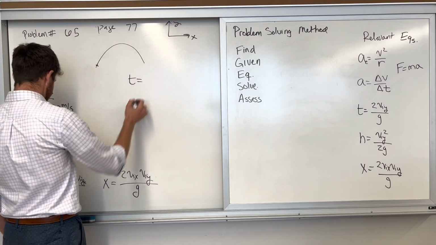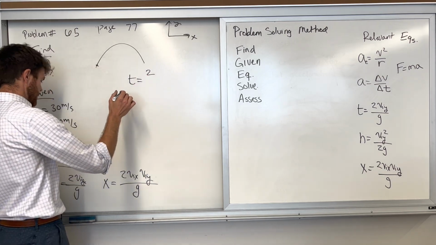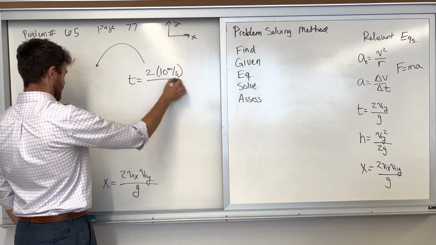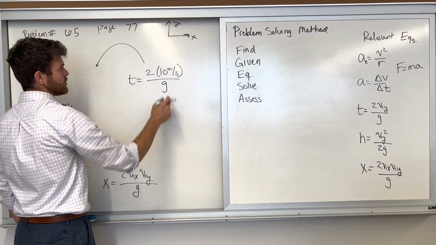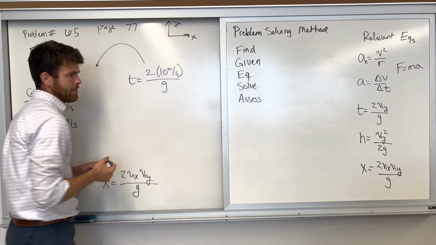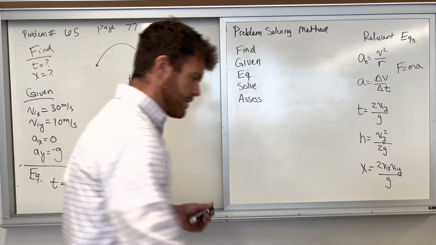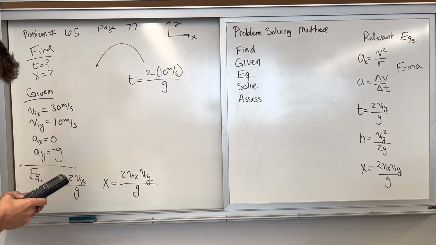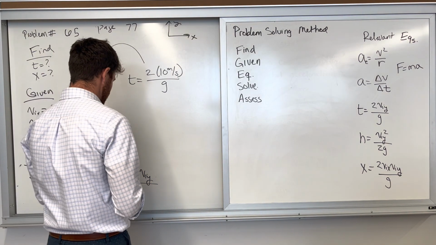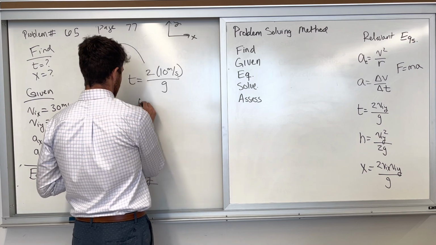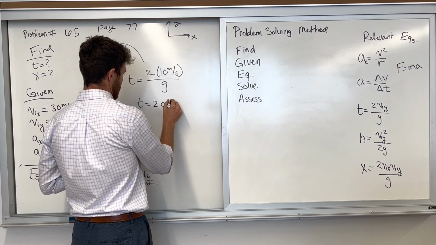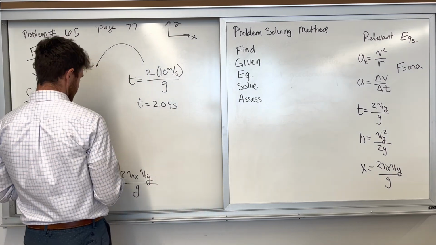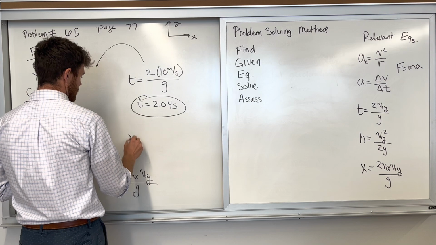Alright, plugging in our values. 2 times v initial y, which is 10 meters per second, divided by g, that's 20. 20 divided by 9.8 is going to be roughly around 2.04 seconds. That's how long it's in the air for, right? Which seems like a reasonable amount of time.